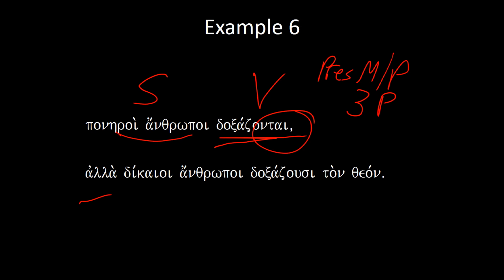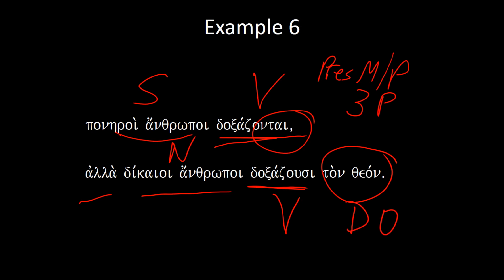Alla, but. Then we have another couple of nominatives and another verb. And this is going to be an accusative direct object. So on our verb, doxadzousi, it's from the same verb, doxadzo, I glorify. This one is present active indicative because of the usi ending. This one is also third plural, present active indicative, third plural.